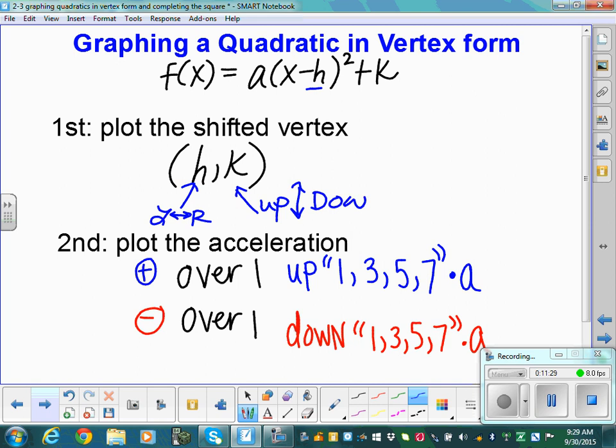Once you've plotted the new vertex, you'll move on to the second step. You'll plot the acceleration. If it's positive, you always go over 1 and then up 1, 3, 5, 7 times a. So you will have to times it by a. If it's negative, you'll go over 1, down 1, 3, 5, 7 times our a value.